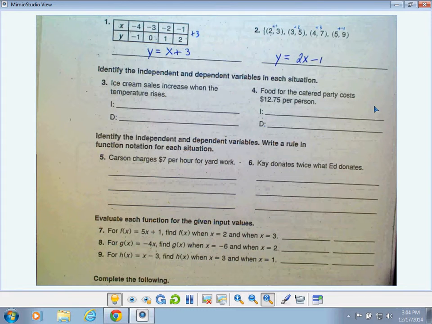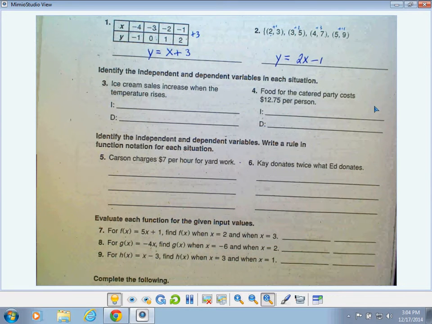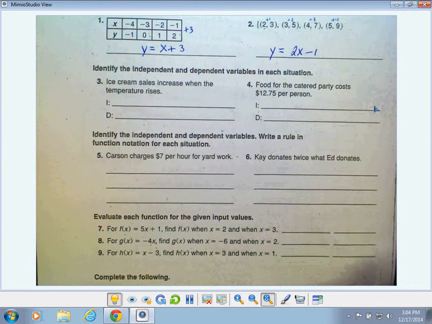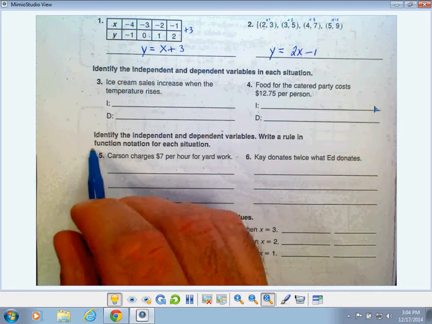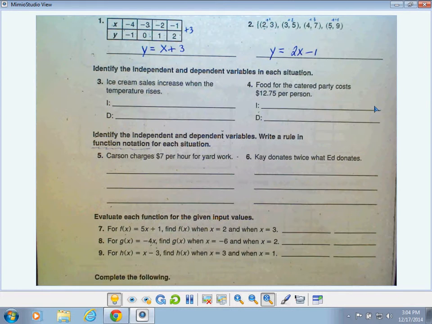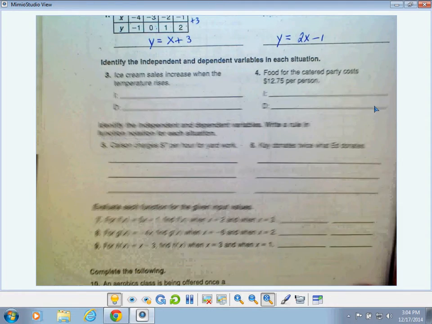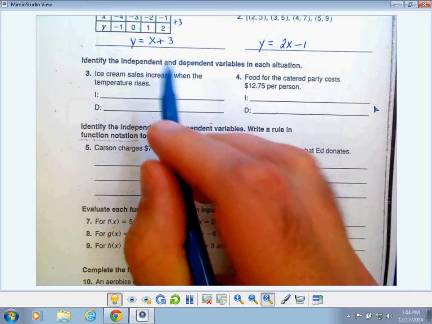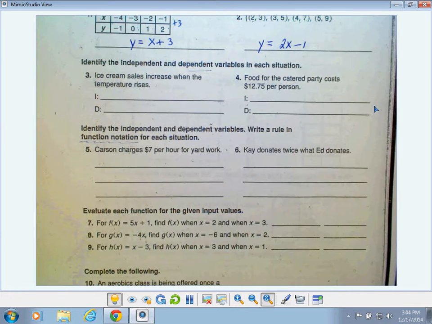So if we look at number 3 and 4, it's a different kind of problem, but it's because we're building into writing a function. So if you look at number 5 and 6's directions where it says function notation, we're building up to that point. So I'll show you how to write it like that in a minute. But let's do number 3 and 4 first, where we talk about independent and dependent variables.